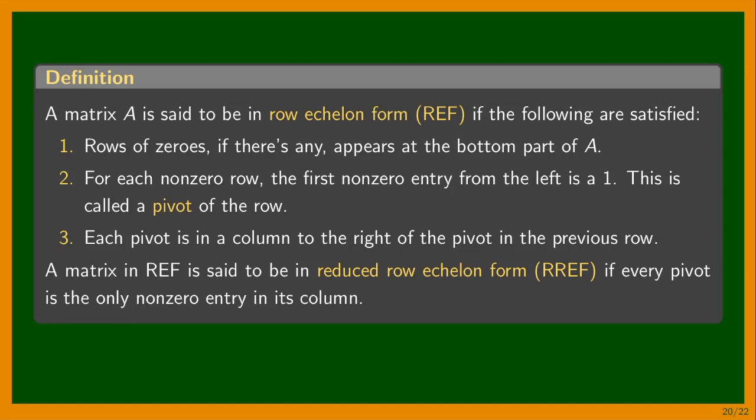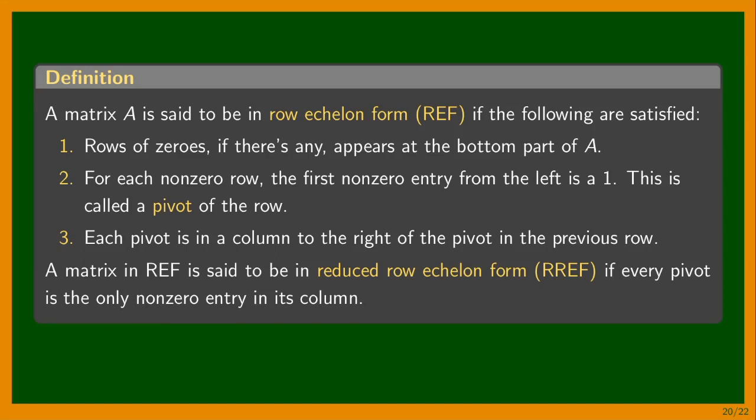Number 1, rows of zeros. Kung meron mang row na puro 0 ang laman, dapat, if there's any, they should appear at the bottom part of the matrix. I think you know which one is the bottom part. Yung nasa baba. Para naman sa bawat non-zero row, for each non-zero row, the first non-zero entry from the left must be a 1. Ito yung pivot na tinatawag natin kanina. Pag ang row may non-zero element, ang kauna-unahang non-zero element from the left must be a 1. And this one is called the pivot of the row.